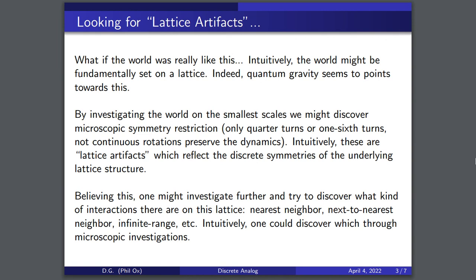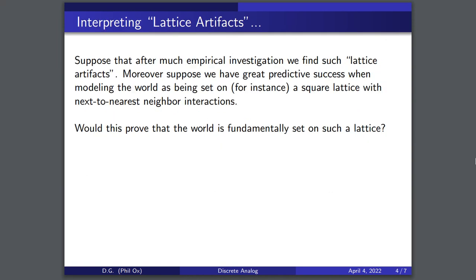We might further investigate and try to discover what kinds of interactions there are on this lattice. They could be nearest neighbor, like I showed before. They could also be longer range: next to nearest neighbor or infinite range. Intuitively, you could do microscopic investigations and discover what kind of lattice there is and what kind of couplings there are on the lattice. All of this seems metaphysically plausible. And suppose all that happens.